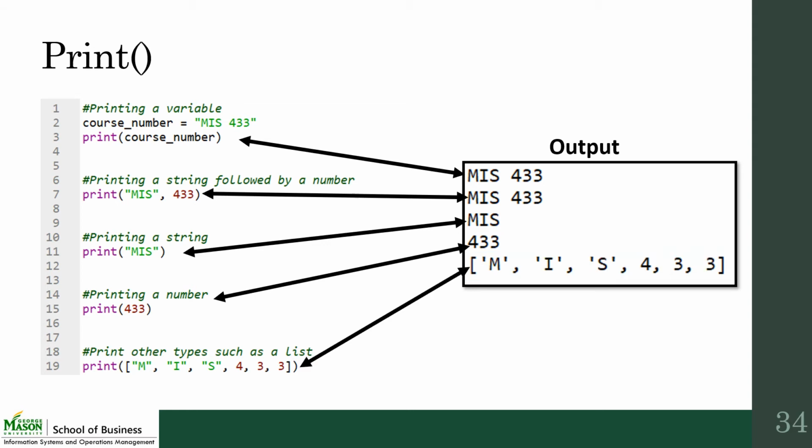Line 19 prints out a list, which is a common data type used in analytics. A list may contain multiple values with different types separated by a comma. A list data type must begin and end with square brackets. The output to the print statement here is a list that contains 6 items, also known as elements, that are either string or integer values.